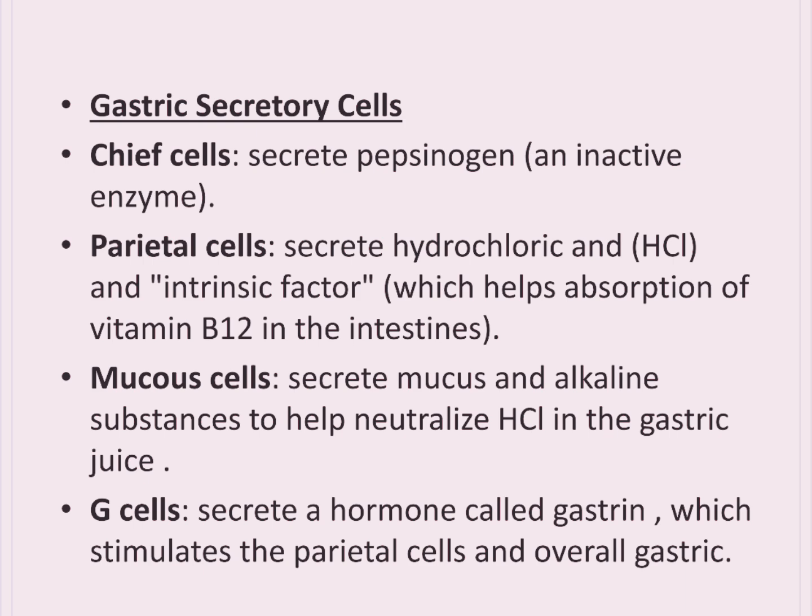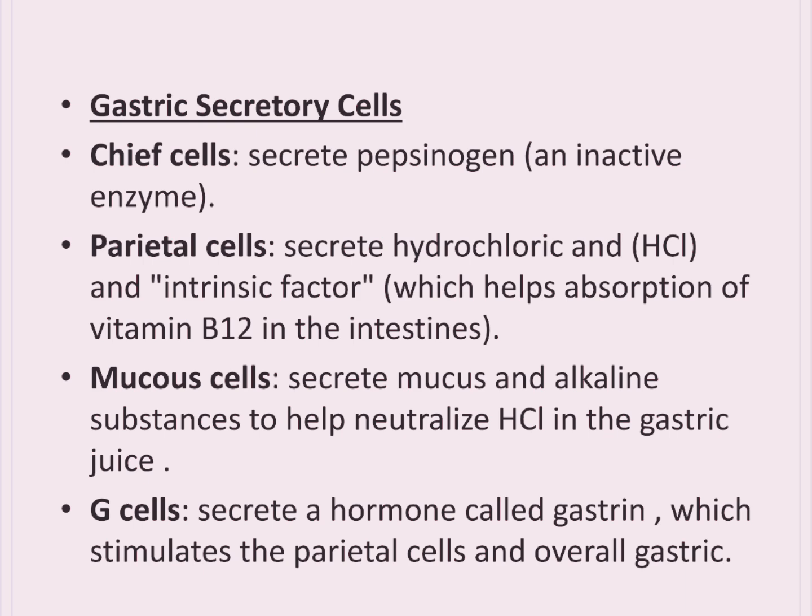As we know, gastric juice is secreted by some cells. They are called gastric secretory cells, and they are responsible for gastric juice secretion. There are chief cells, parietal cells, mucus cells and G cells. Chief cells secrete pepsinogen. Parietal cells secrete hydrochloric acid and intrinsic factor.